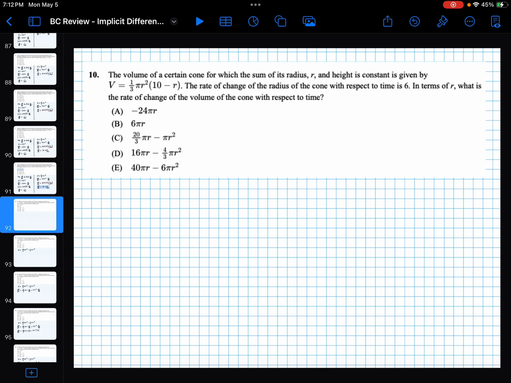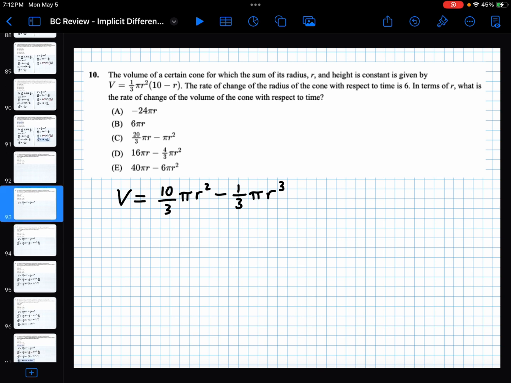They also tell you that the dr dt, the rate of change of the radius with respect to time, is 6. So we'll use that as a substitution in a bit. They want the rate of change of the volume of the cone with respect to time. So I'm going to take the formula that they gave us, and I'm going to distribute the 1/3 pi r squared to that 10 minus r factor. And I wind up with this. And I'm doing that just to make the derivative easier.